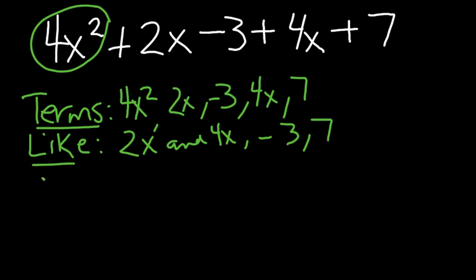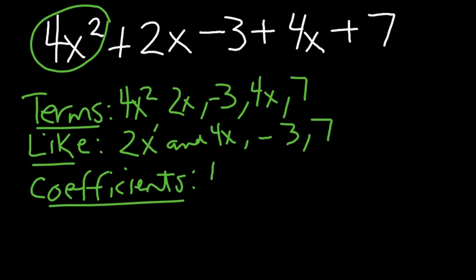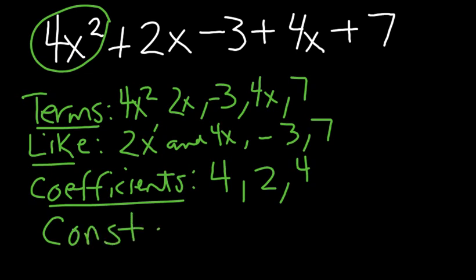Then what about coefficients? The coefficients are 4, 2, and 4. Remember, coefficients are the numbers that are with the variables. And then there's 2 constants. Constants are the numbers that are not with the variables, they're just plain numbers. So our constants are -3 and 7.